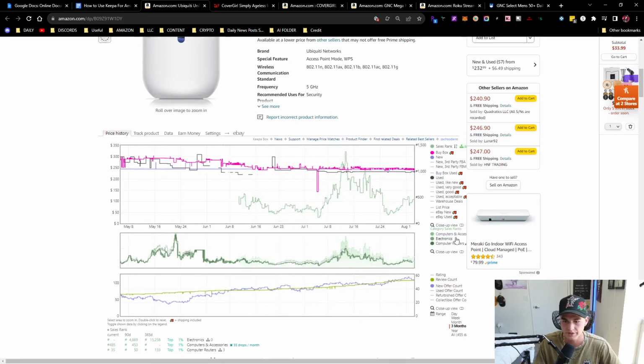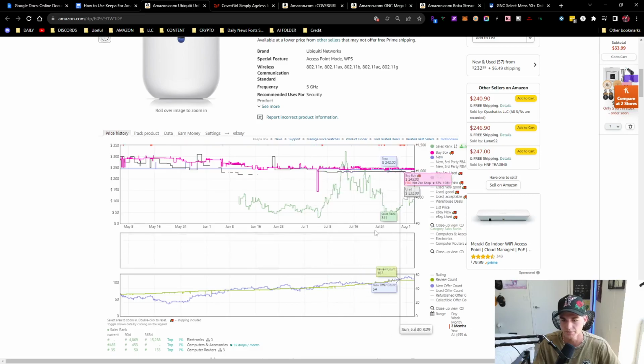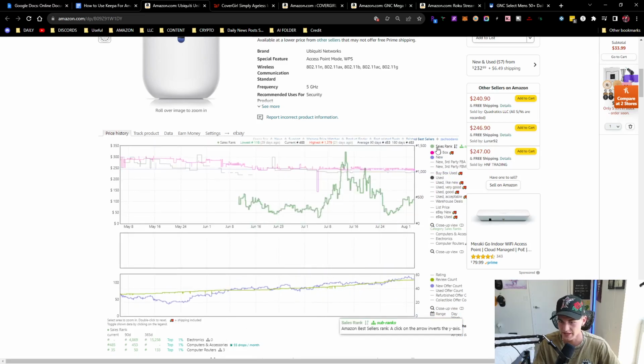And I don't even use this middle chart, to be honest. You could just skip it. But another super, super important line you need to pay attention to is this sales rank line.